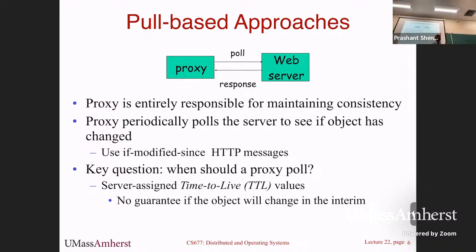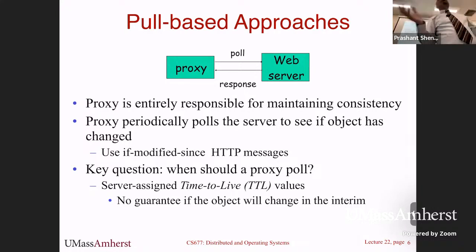First thing is the server could potentially give you a hint. Okay? When the server sends you an HTTP response, it can embed something called a time to live value, or a TTL. Okay? A TTL is an estimate from the server saying the web page is likely to expire by this time because it's likely to change.